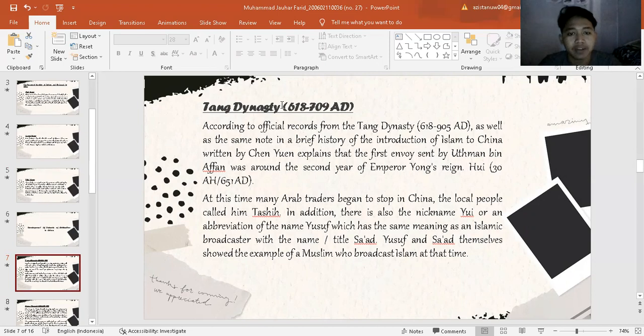At this time, many Arab traders began to stop in China. The local people called them Tasih. In addition, there is also the nickname Yui, an abbreviation of the name Yusuf, which has the same meaning as an Islamic preacher with the name or title Sa'ad. Yusuf and Sa'ad themselves were examples of Muslims who spread Islam at the time.